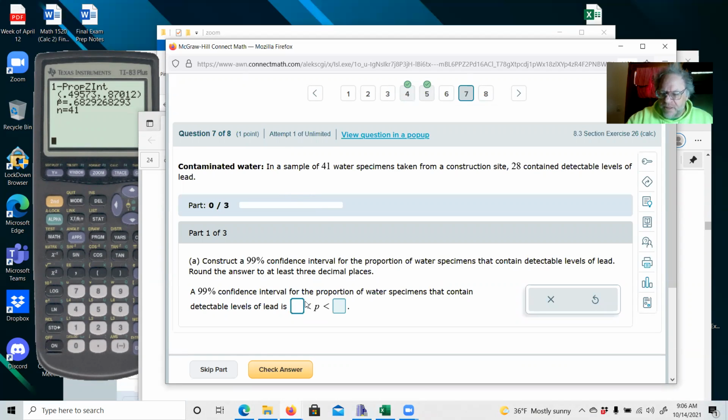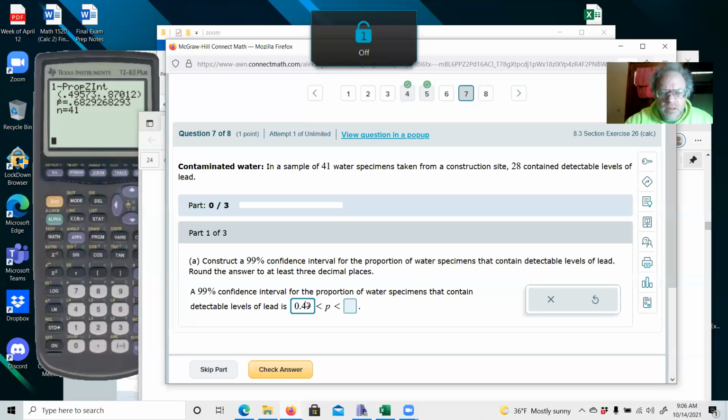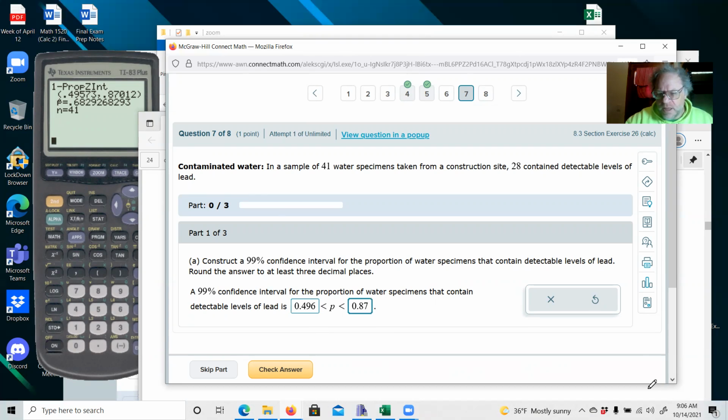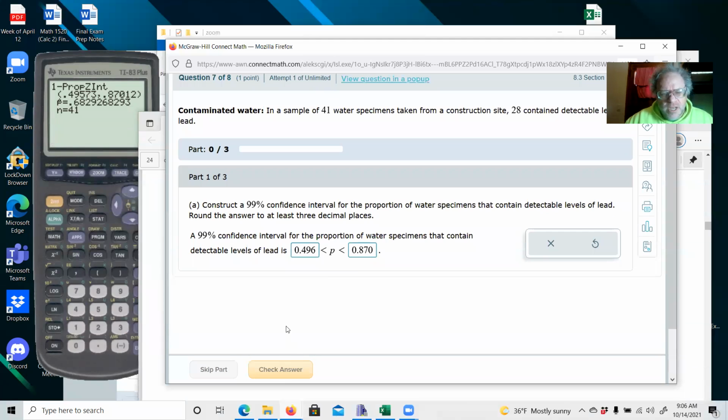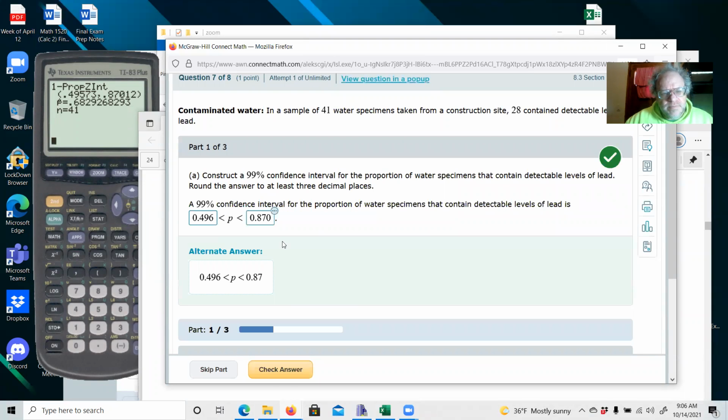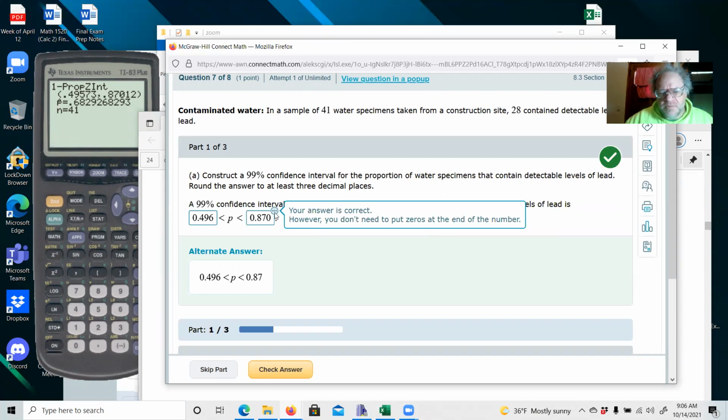So we're going to be saying something like 0.496 to 0.870. 0.87, I do that, but it's going to yell at me. Check. See, I didn't like that. You don't have to put the 0 there.